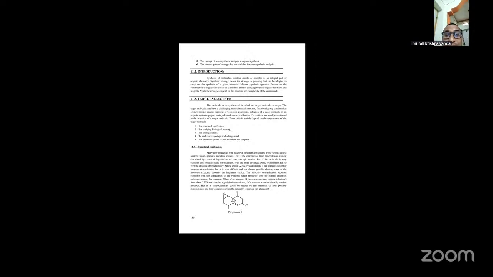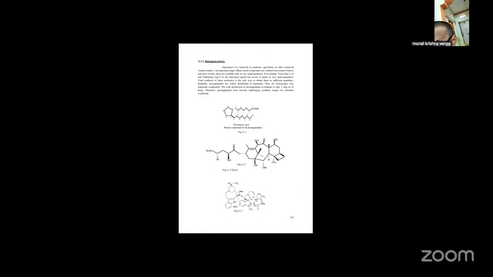Next one is biological activity. Some of the compounds show good biological activity and their percentage of yield is very less. These types of compounds are taken as target molecules and synthesized in the laboratory. For example, prostanoic acid is a good biological activity compound but the percentage of yield is very less. So this type of compounds are chosen as target molecules to be synthesized in large amount in the laboratory.